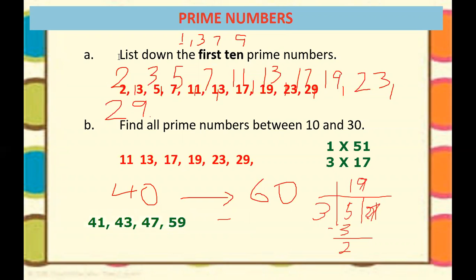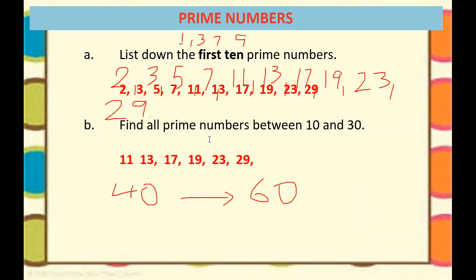Okay? So you can check by dividing it. It can be divided by 3. So if it ends with 1 or it ends with 7 and 9, try to divide it by 3 or 7 or 9. Okay, now let's move to the next question.